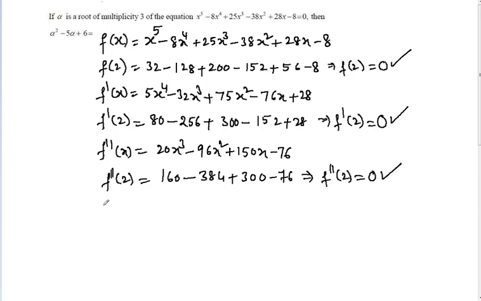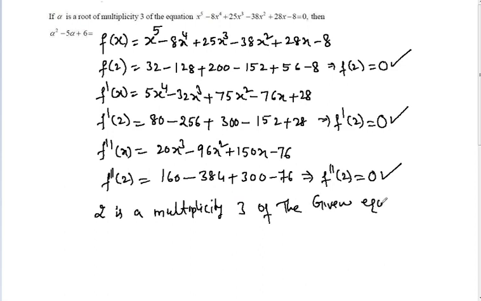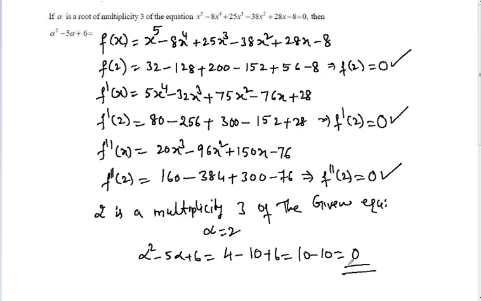That means 2 is a root of multiplicity 3 of the given equation. So alpha is equal to 2. Substituting the value in α² − 5α + 6, that is 2² is 4, minus 5 into 2, that is 10, plus 6, that is equal to 10 − 10, that is equal to 0. Here the value is 0.